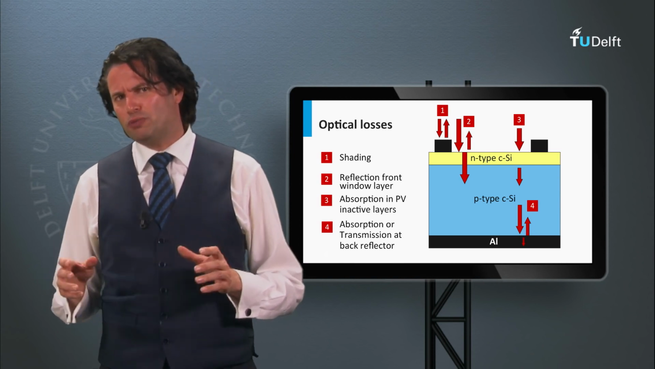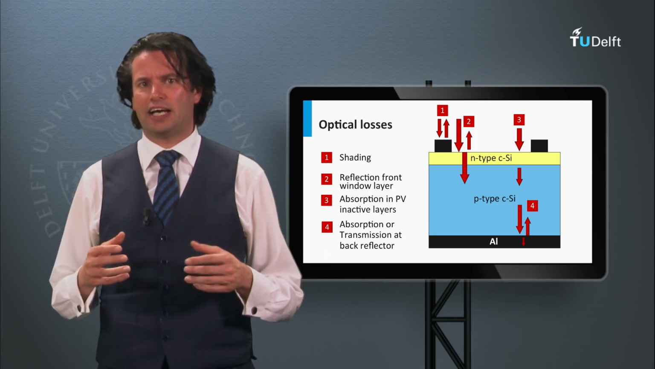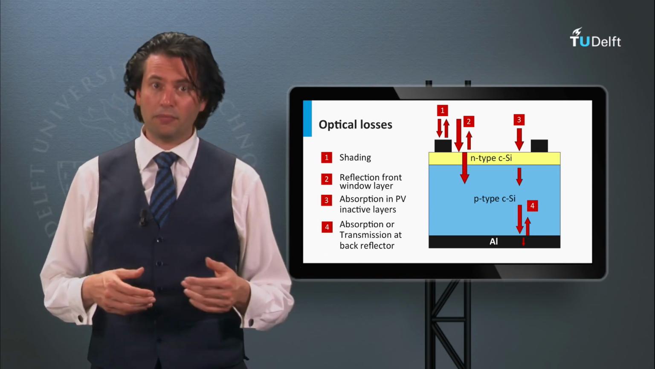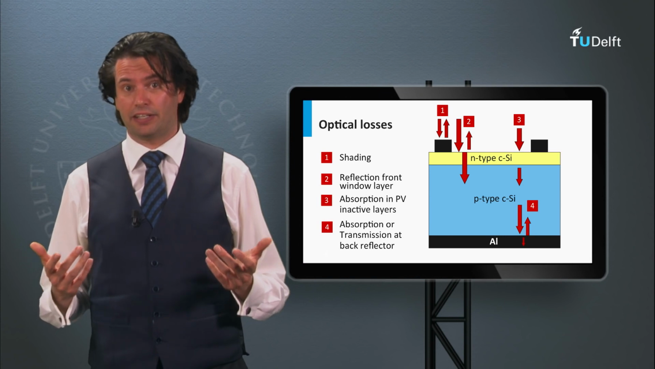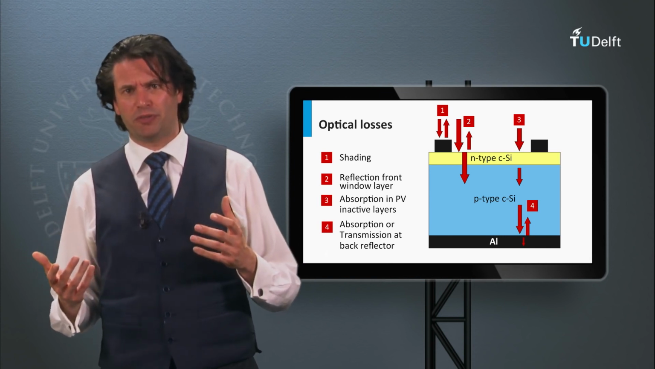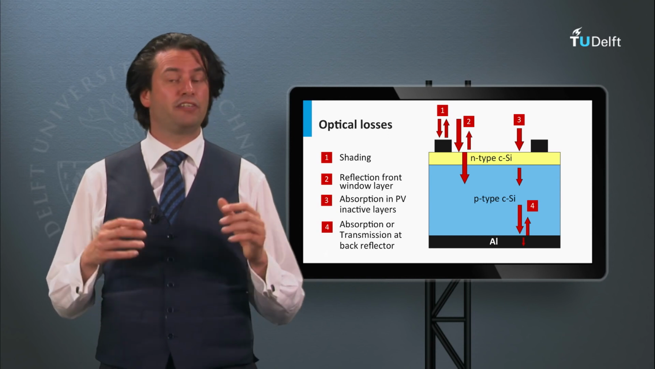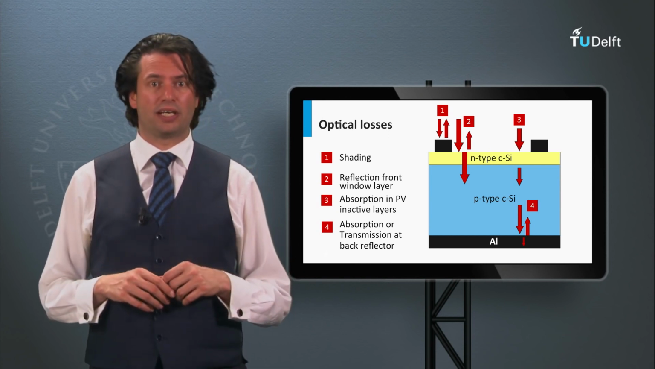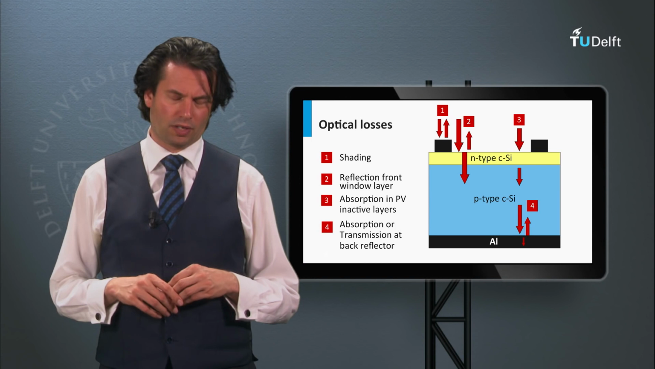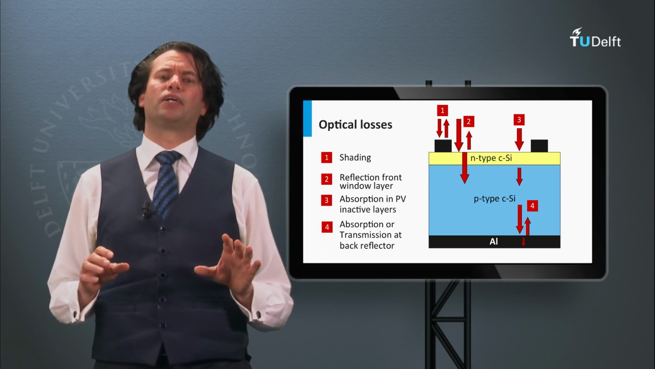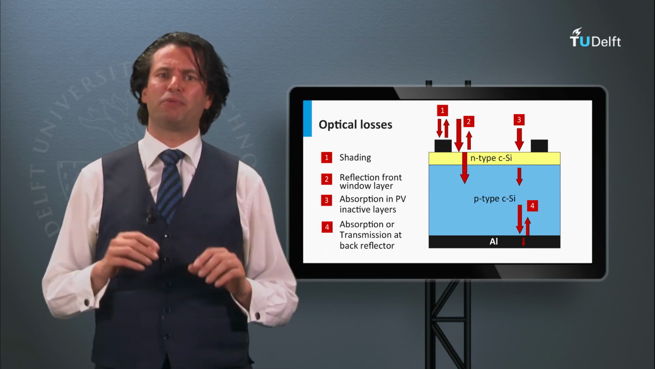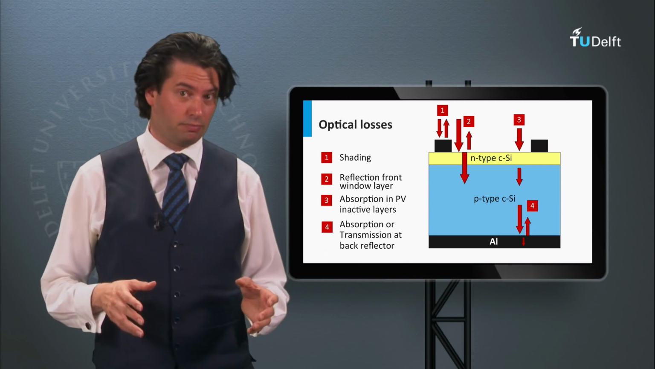Shading losses are caused by the front contact grid as discussed earlier. The optimum contact grid at the front is a competition between reduction of the shading losses and a reduction of the resistivity losses in the metal contact and the emitter layer. Secondly, the reflection at the front surface can be considered as a loss mechanism.